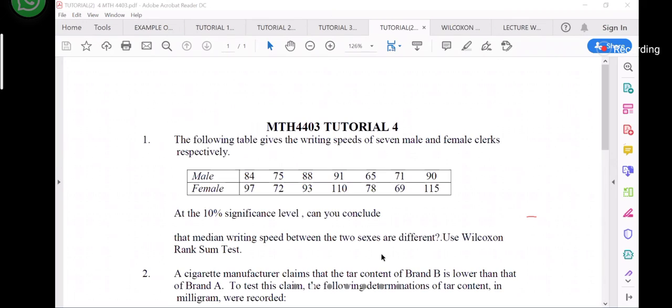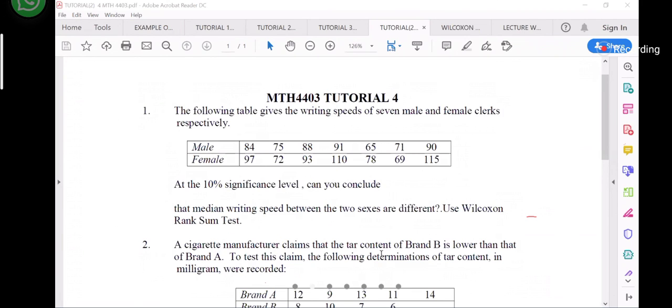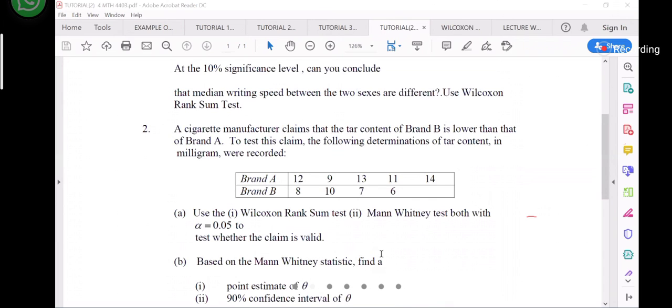So what I want you to do, after you answer the question, is scan it and then send it to the Putra Blast. Okay, send to the Putra Blast. Any question or not?